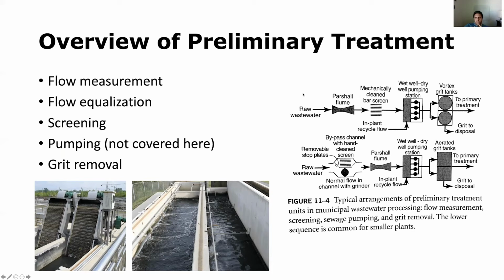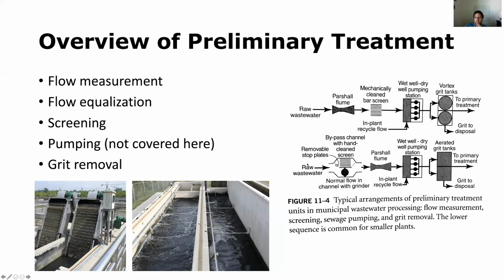So in the larger facilities, you might have raw wastewater pass through a partial flume, where you can take advantage of recording and measuring flow rates. After that, it would go through a mechanically cleaned bar screen to remove the larger substances that come into the sewage. And after that, you might have a pump station, followed by vortex grit chambers, where the heavier settleable grit is removed, and the effluent from those vortex grit chambers would go to primary treatment.